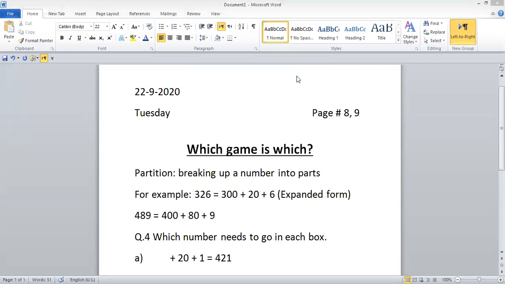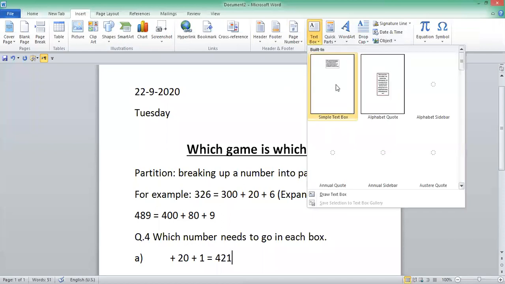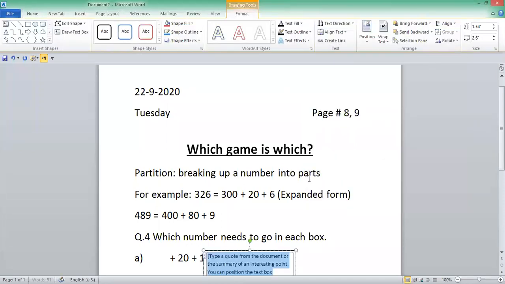All things are clear up to here? Yes, sir. Sir, now we will write. We write, sir. 400, sir.